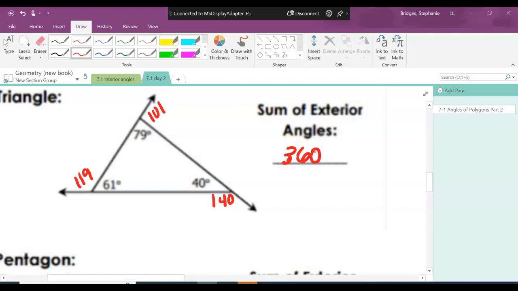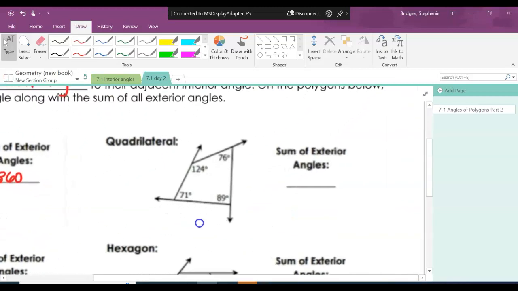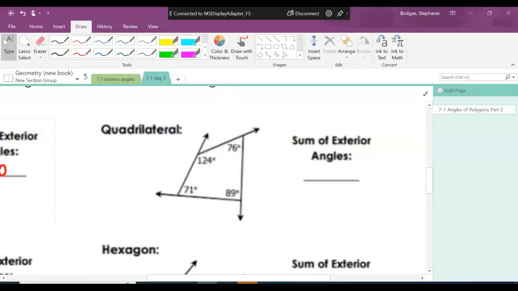Does everybody get the idea? I want you to do exactly the same thing for all of the other three figures. Find each exterior angle and then add them up and tell me what the sum of them is. So after the triangle, I want you to do the quadrilateral and add those together. So take a minute and do that. Find the measure of each exterior angle and then add them up. We're going to do it for the quadrilateral, for the pentagon, and for the hexagon. Definitely want a calculator here.